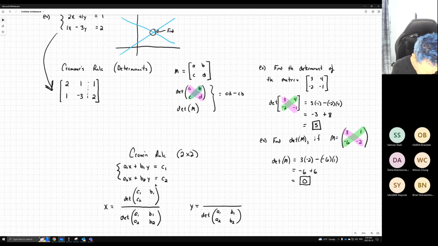I'm going to talk about this a lot, so don't freak out if you didn't quite hear everything I just said there. For the y value, I'll use my denominator here, and I'll replace the y column, that is the b's, with C1 and C2.